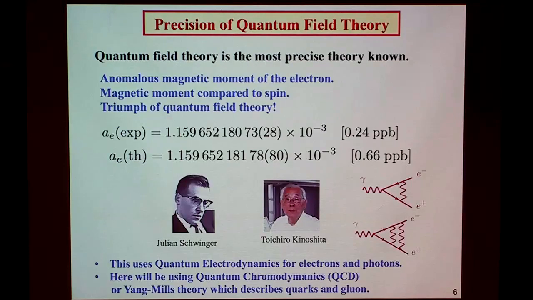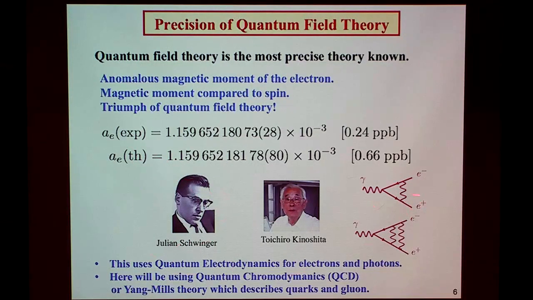Now, the quantum field theory, it's really the most precise theory that we know by a long, long shot. And the favorite example that people like to use about quantum field theory, about its precision, is something called the anomalous magnetic moment of the electron. And what that is, it's the magnetic moment of the electron compared to its spin. And when you compare the theoretical prediction against experimental measurement, it's accurate to 1 part in a billion. Unbelievable. Absolutely unbelievable.